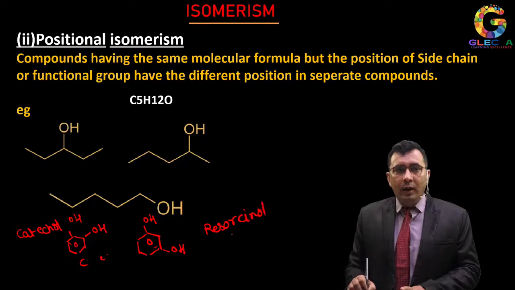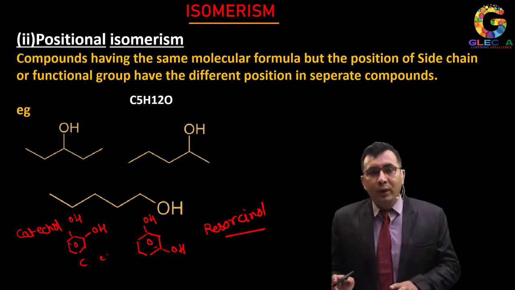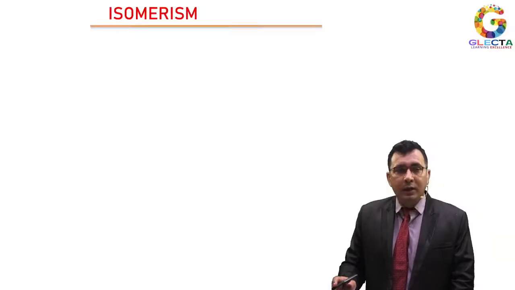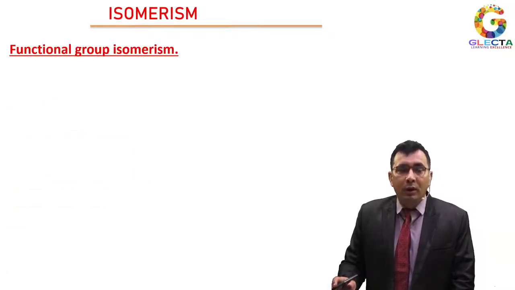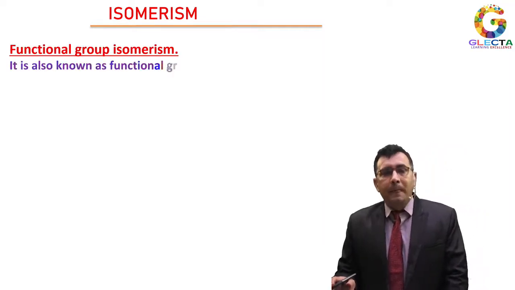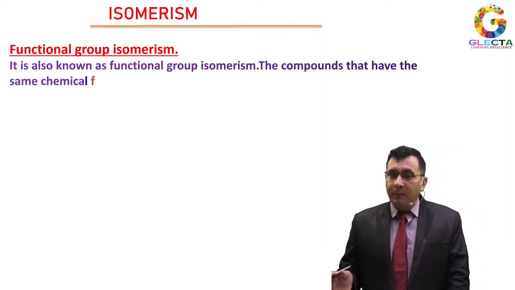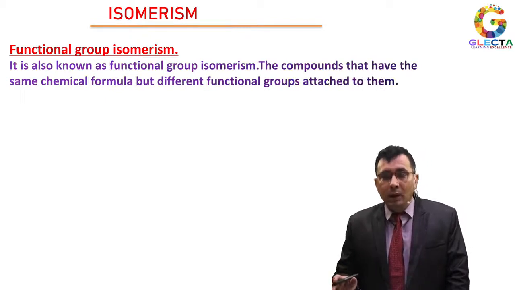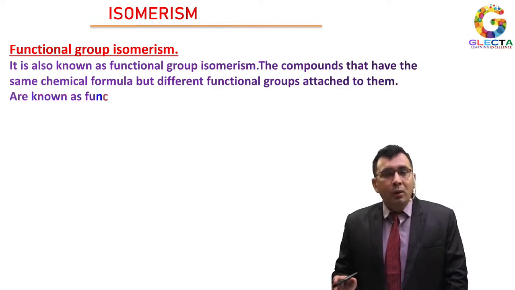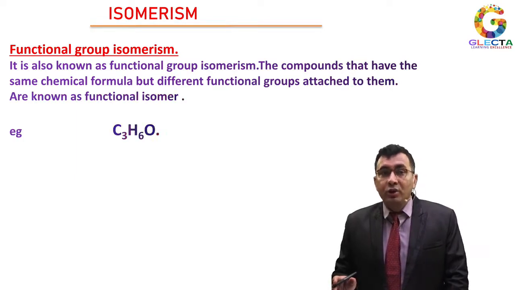Resorcinol. And if we change the position of the OH group from third to fourth, then it will be hydroquinone. Clear to you? Now let us move to the next isomerism, that is functional isomerism. It's a very simple definition. Compounds having the same molecular formula but different functional groups are known as functional isomers of each other.